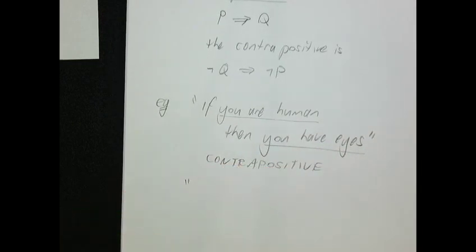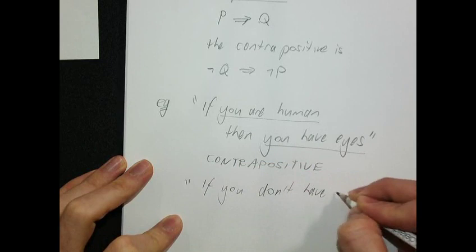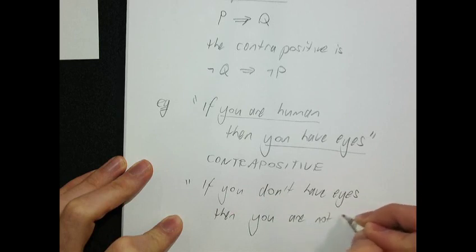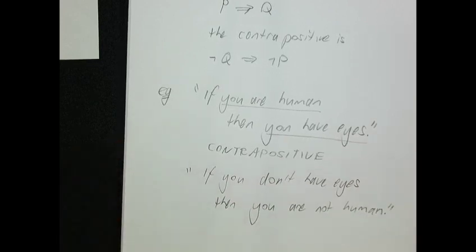So the contrapositive says, the original statement is if you're human then you have eyes. The contrapositive is the other way around and everything's reversed. So if you don't have eyes, you are not human. Now the question is not whether that statement makes any sense, whether either of the statements make sense. The question is that this is just an action that we can perform on a sentence to produce a new sentence. Okay?